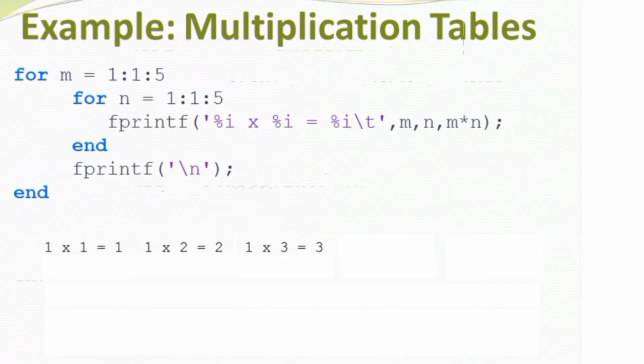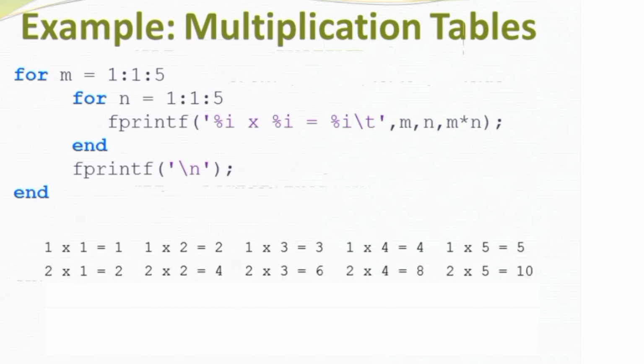We continue 1 times 3, 1 times 4, and then 1 times 5. At that point, we've now finished execution of the inner for loop. We perform the fprintf statement, which moves us down to the next line, and now we iterate the outer for loop. So now m becomes 2, and then we repeat this whole process. So now we have 2 times 1, 2 times 2, 2 times 3, 2 times 4, and 2 times 5.